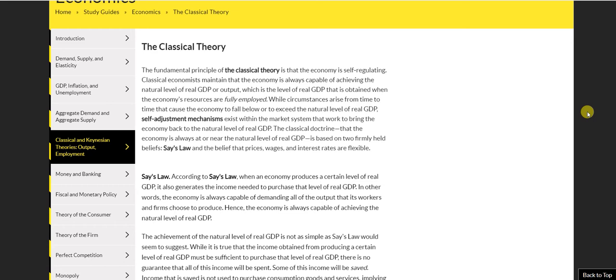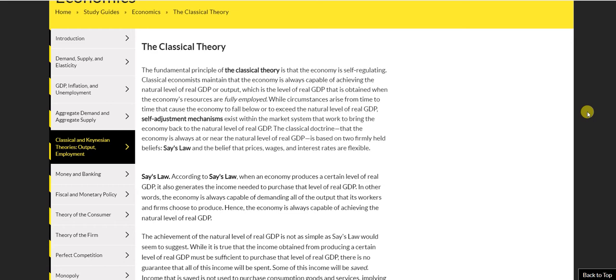The fundamental principle of the classical theory is that the economy is self-regulating. Classical economics maintain the economy is always capable of achieving the natural level of real GDP, which is the level of real GDP that is obtained when the economy's resources are fully employed. While circumstances arise from time to time that cause the economy to fall below or to exceed the natural level of real GDP.